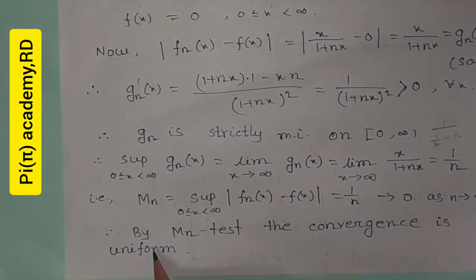Hence by the Mn test the convergence is uniform, because the Mn test is the necessary and sufficient condition for uniform convergence of a sequence of functions.